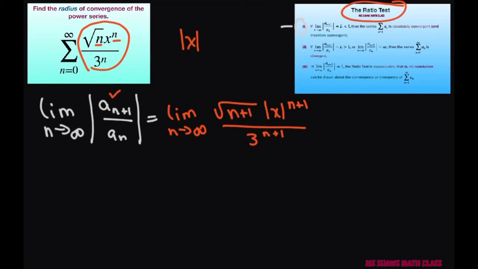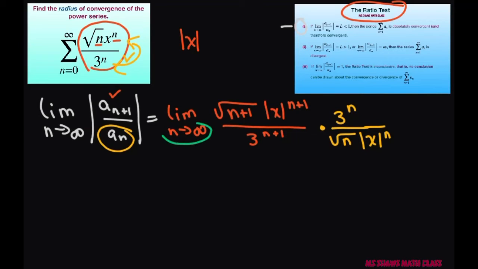So that's this part. Now our a sub n is right here, and we're just going to multiply by the reciprocal. So this will be times 3 to the power of n divided by square root of n times absolute value of x to the power of n. Now, from there, all we need to do is take the limit as n approaches infinity.